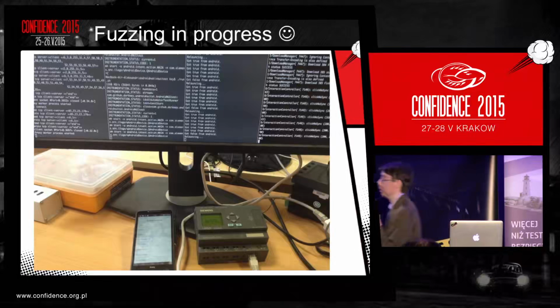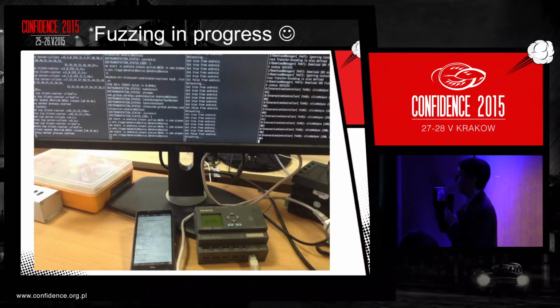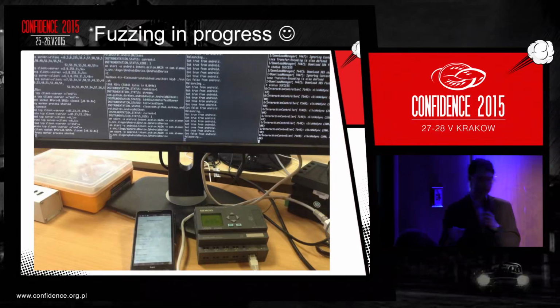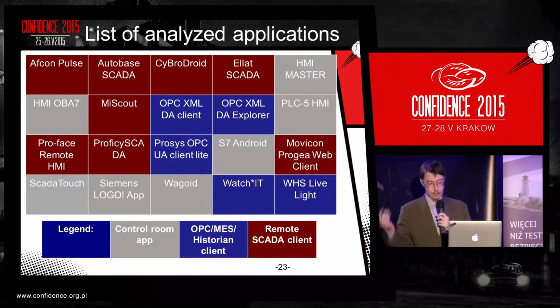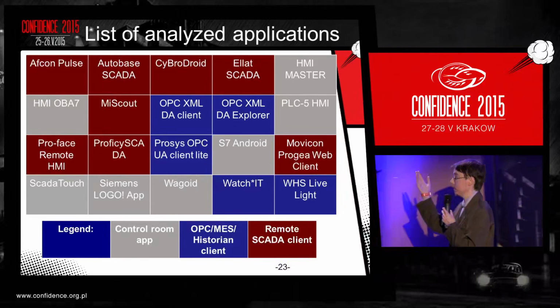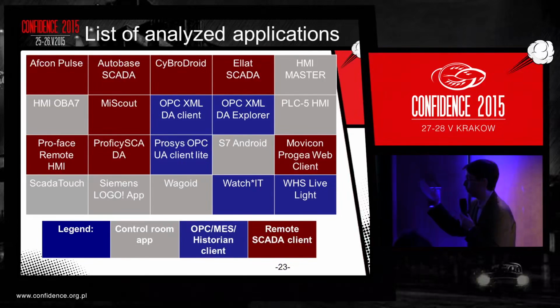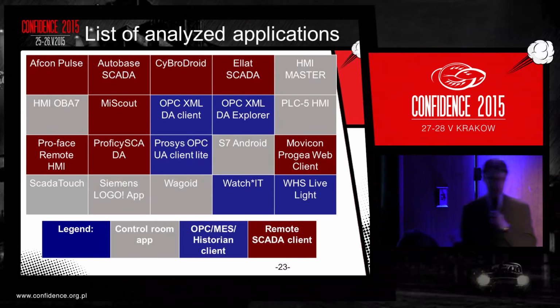So this is how it looks, the quality isn't very good, but here we are fuzzing the mobile PLC handheld communicator for the Siemens Logo programmable logic controller. In the end, we tested about 20 applications. Here is the list. The applications are of several types: control room applications, mass clients, and remote SCADA clients.